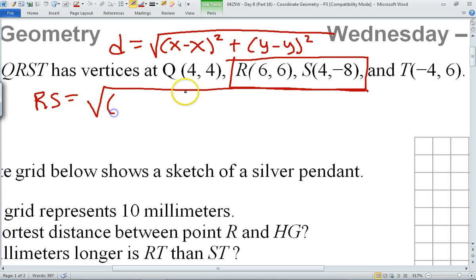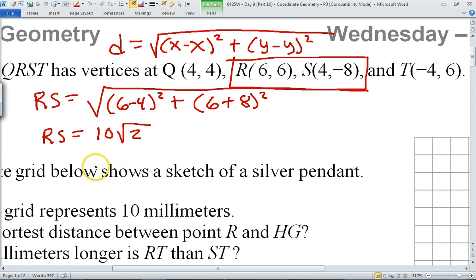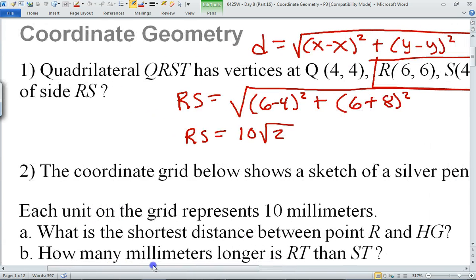So x minus x, that's going to be 6 minus 4, squared, plus, now y minus y. So I'm going to do 6 plus 8, because minus a negative 8 is the same as plus 8. Okay, don't forget that, plus 8. Type all that into your calculator, and what did you get? 10 root 2. If you didn't get 10 root 2, you typed something wrong. Any questions? Okay, that was problem number 1.